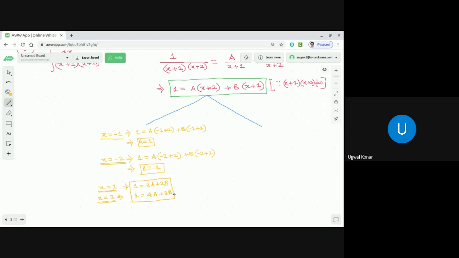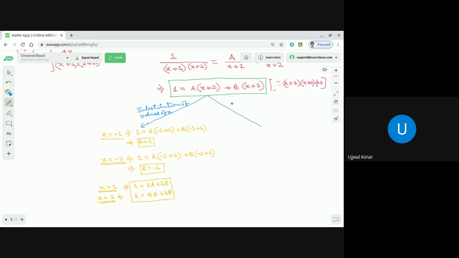Now you can solve these linear equations and you will get the exact values of a and b as 1 and -1. That is what we achieved. Clear or not clear? So this method works by substituting values of x. Correct or not? This method is called the substitution of values of x. Okay.